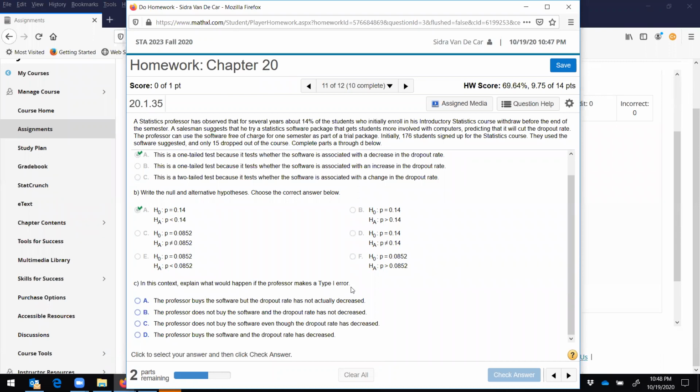A type 1 error. All right, so my null is that there's no change in the percentage you drop out. It's still 14%, right? So a type 1 error would be when I reject the null hypothesis, but the null hypothesis is really true. So I believe that software lowered the dropout rate, but the dropout rate really stayed the same. So the professor buys the software, but the dropout rate has not actually decreased.